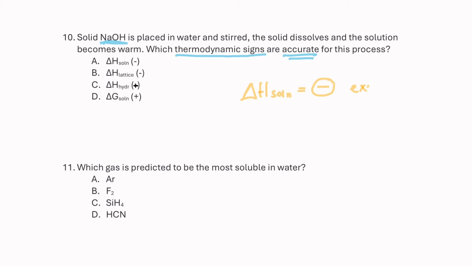C is another non-polar molecule. Again, the solubility will be very low. In D, finally, we have hydrogen cyanide, which is a polar molecule. So hydrogen cyanide will dissolve much more readily than the other non-polar gases listed. Therefore, the most soluble gas in water is hydrogen cyanide, and the answer is D.